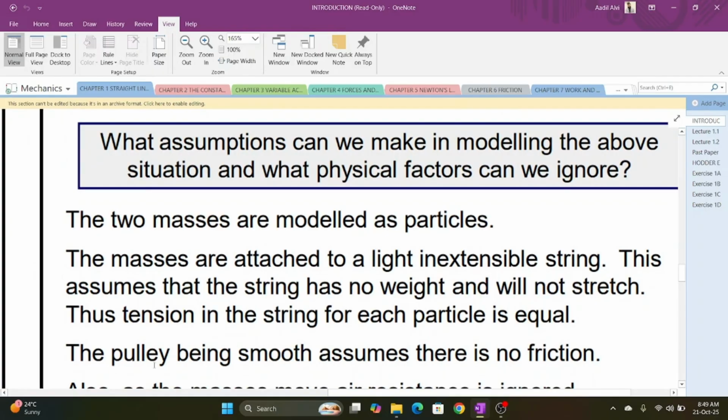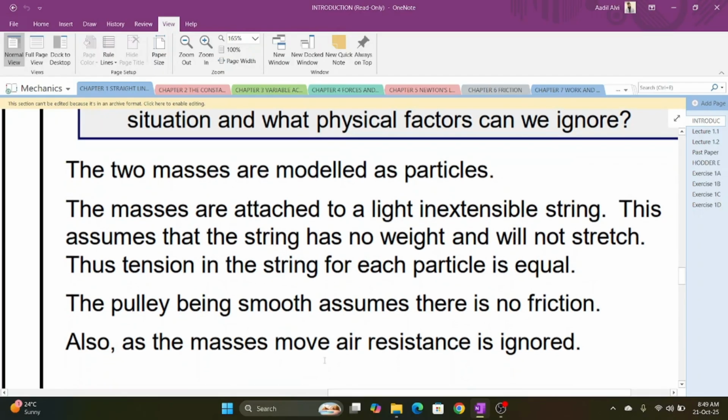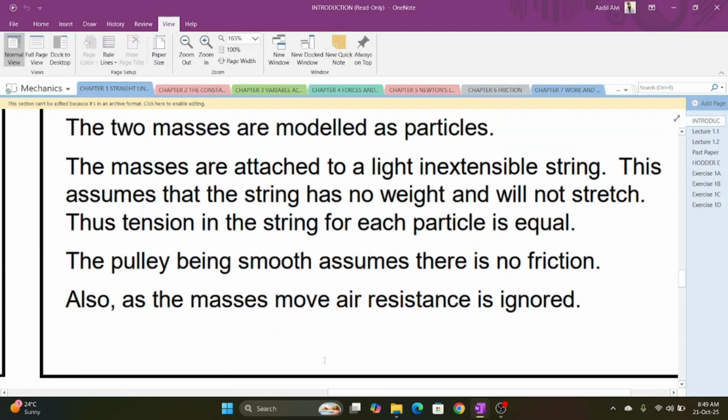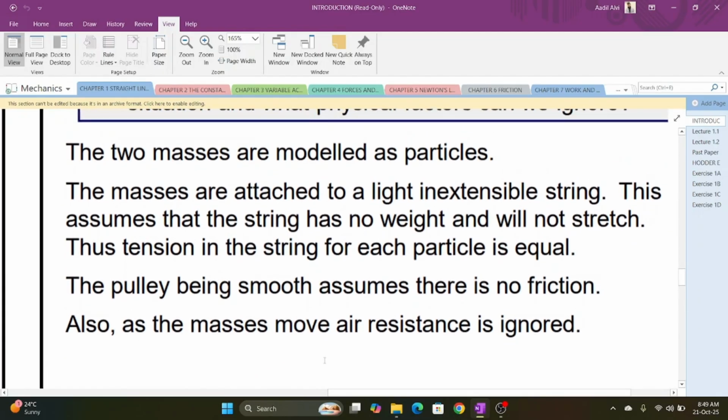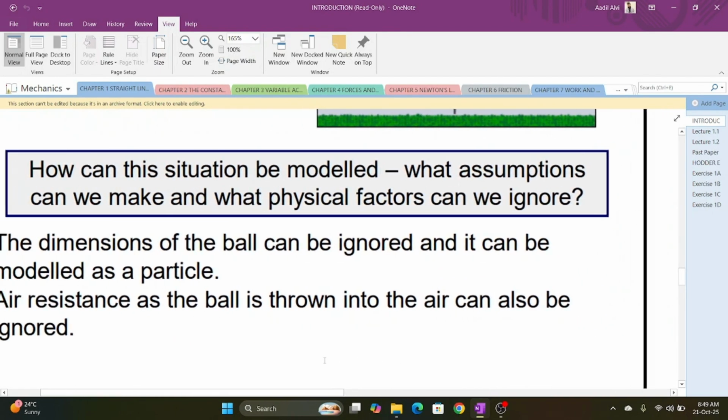Then thirdly, we have the pulley. The pulley being smooth assumes that there is no friction. Also, as the masses move, air resistance is ignored. So these are the assumptions that we can make and the factors which can be ignored.